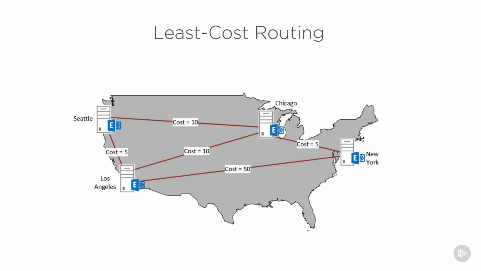The cost of each IP site link along a route is added together to get the total cost of that route. So in this example, for an email to get from Los Angeles to New York, the least cost route is via the Chicago site. But that's just the cost of the route in terms of IP site links. From a network connectivity point of view, the Los Angeles server will still connect directly to the New York server.